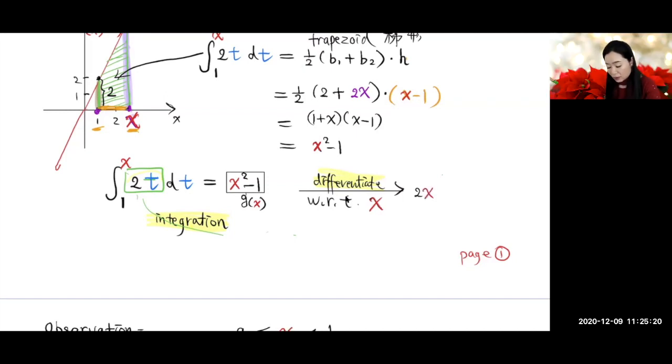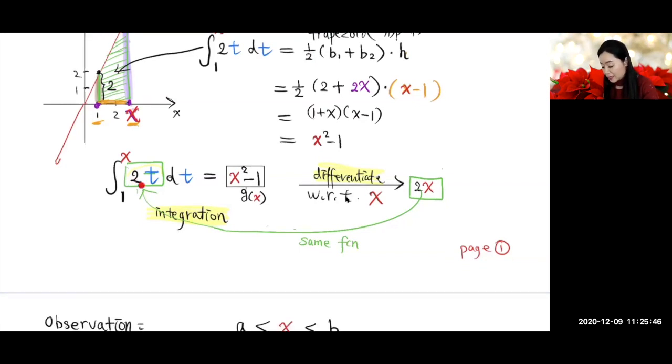Now, do you notice that the function that you end up with is the same function that you integrate with in the beginning? So over here, we observe that if we integrate this continuous function from a constant to x, we end up with a new function, and then we differentiate that with respect to x, we get back the same function that we integrate with. So integration and differentiation are kind of like reverse processes.